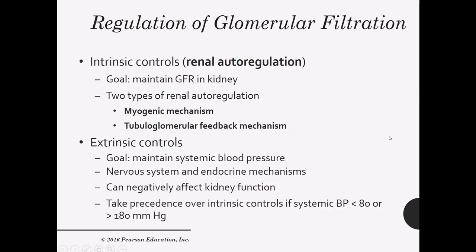So there are kind of two sets of controls in terms of filtration. There's intrinsic autoregulatory stuff, just like there is for capillaries elsewhere in the body. And then there's the extrinsic stuff that's mostly a function of the nervous and the endocrine systems. They have slightly different goals. The autoregulation by the kidneys, the intrinsic part of this, we're going to talk about two of them. We call the myogenic mechanism and the tubuloglomerular feedback mechanism.